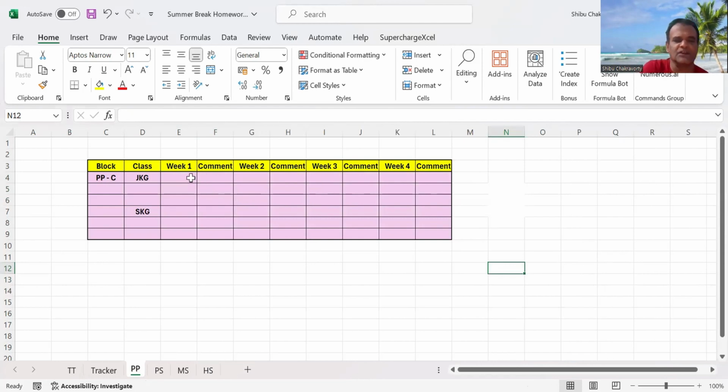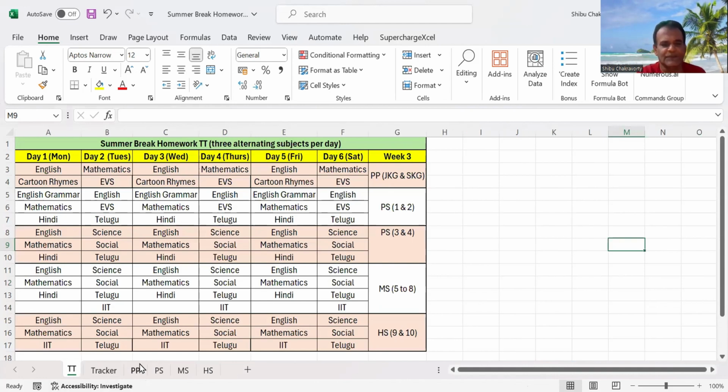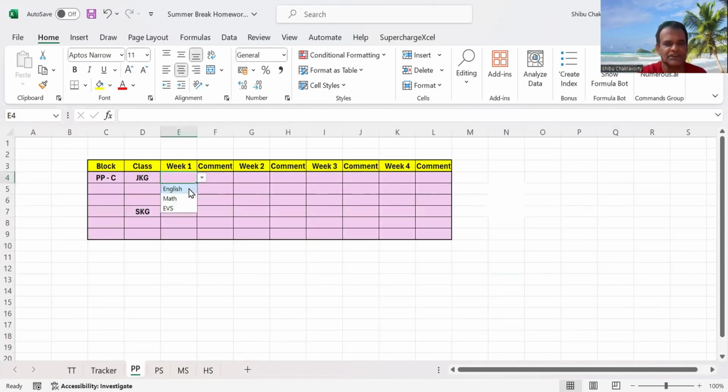Week 1 they would have had just 3 subjects based on the timetable that they've given over here. So let's say you've got English, maths, and EVS. In JKG, you've got A, B, and C section. Let's say in A section, this is just an example, you've given 15 assignments. In B section, 15 assignments, and in C section, maybe 10 assignments. So it's a total of 40 assignments that have been given out to 40 different students.